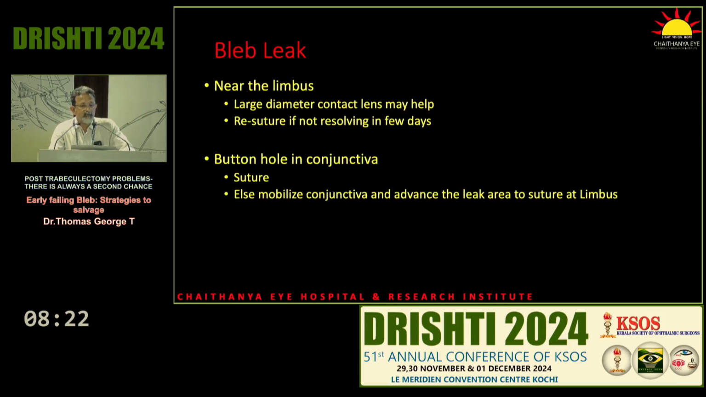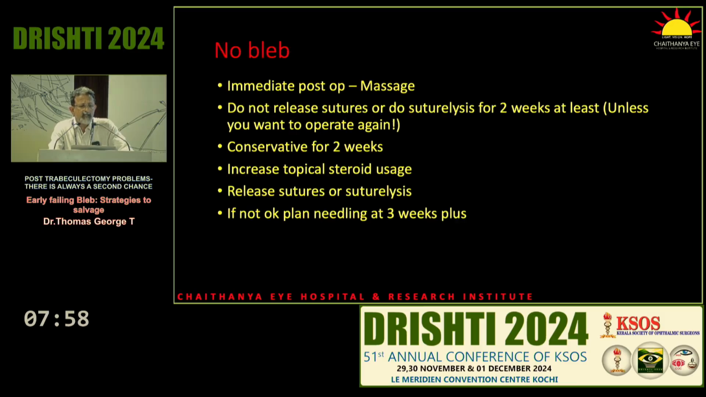So if you've got a bleb leak, like Dr. Andrew has already shown you, near the limbus, a large diameter contact lens may help. And if it's not resolving in a couple of weeks, you need to resuture. And a buttonhole in the conjunctiva definitely needs to be resutured. And if the leak is close to the limbus, we would prefer to mobilize it to the limbus and suture it onto the limbus.